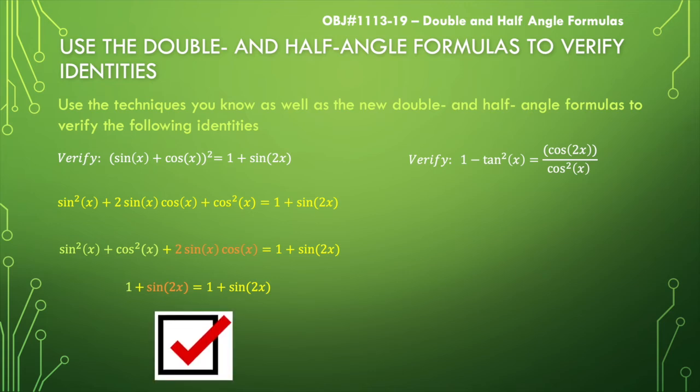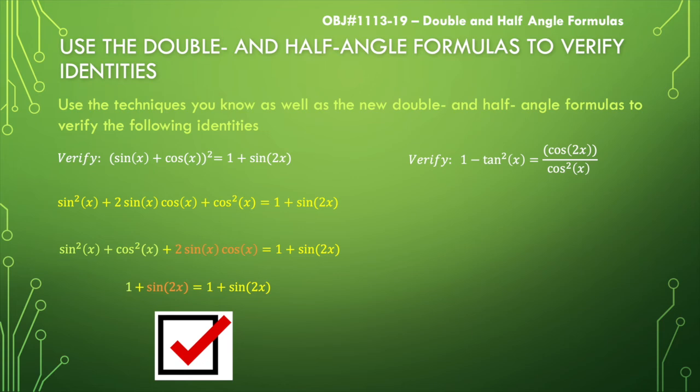Woohoo! Okay, let's look at the second one. Now, again, I'm thinking which of the two sides of the equation looks a little more challenging, a little more complicated. And in this case, I would go with the fraction. I would look at that fraction and think to myself, cosine of 2x over cosine squared of x. What is the cosine of 2x? And remember, we have 3 different options.